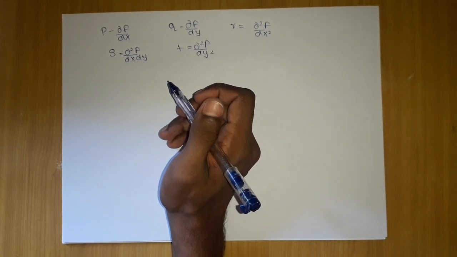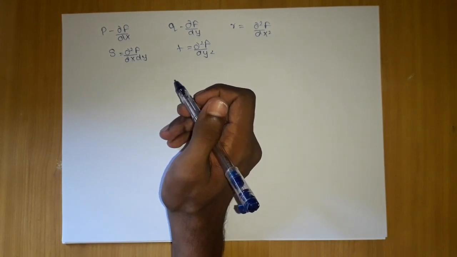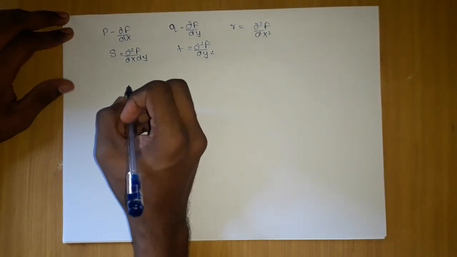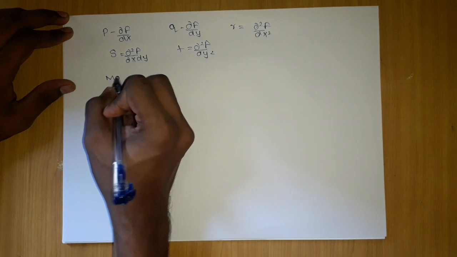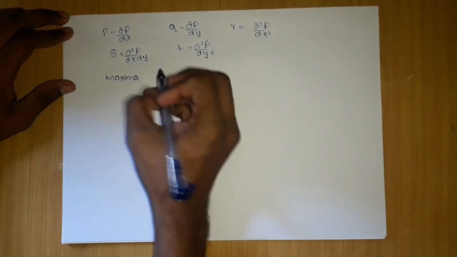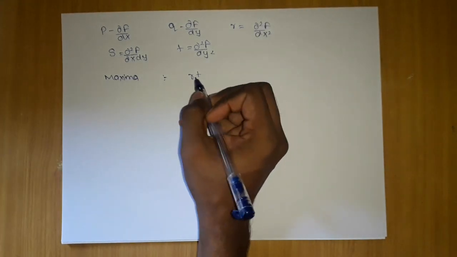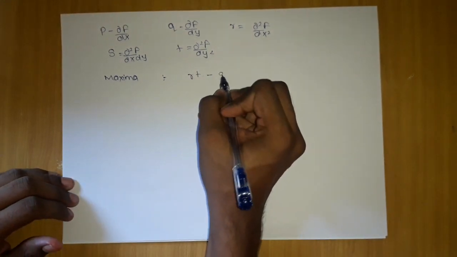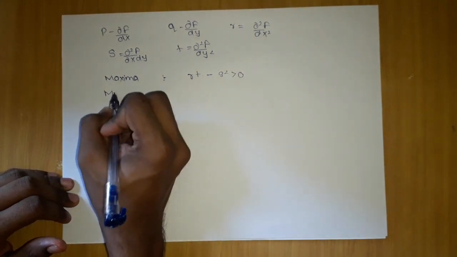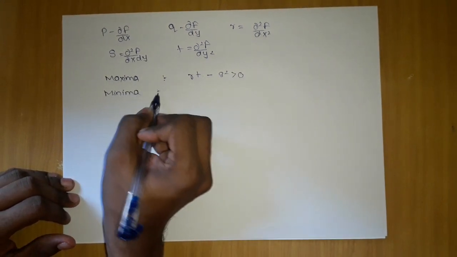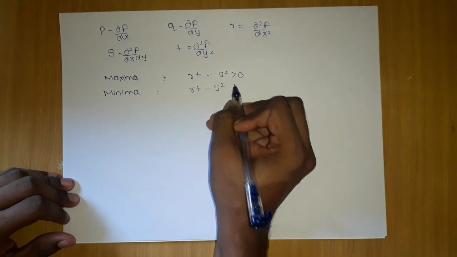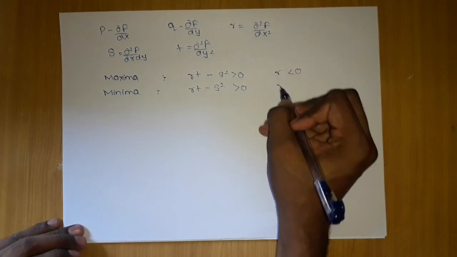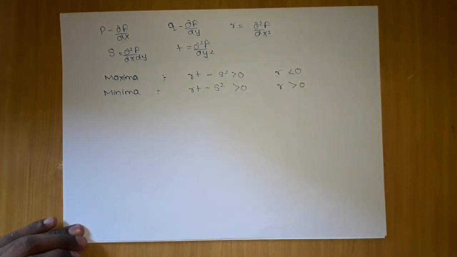so that to remember all the formulas, f double x into f double y minus f x y the whole square becomes simple for you. Then what will be the modified formula for the maxima? It will become R and T minus f double x into s square should be greater than 0, and in case of minima it was what? RT minus s square, again greater than 0, but here R was less than 0. Here R was greater than 0.